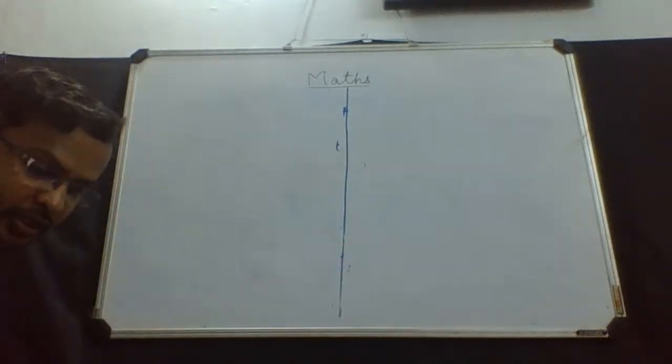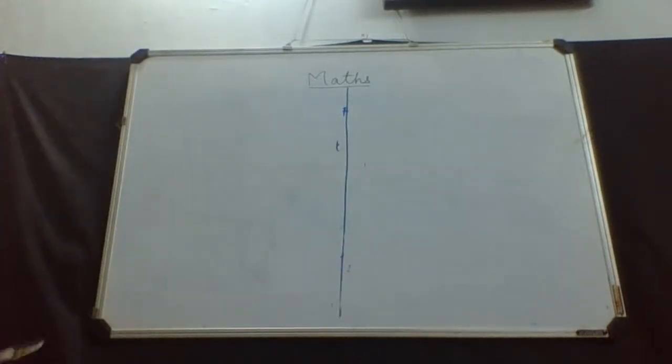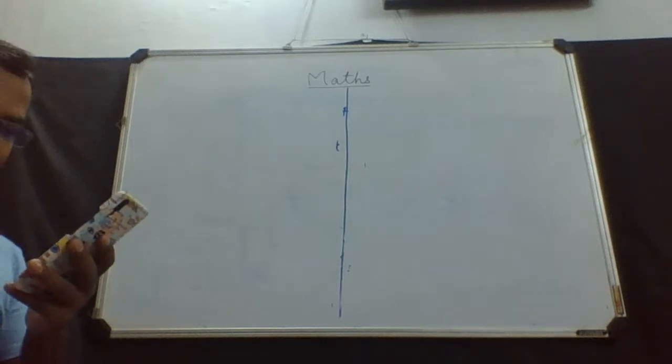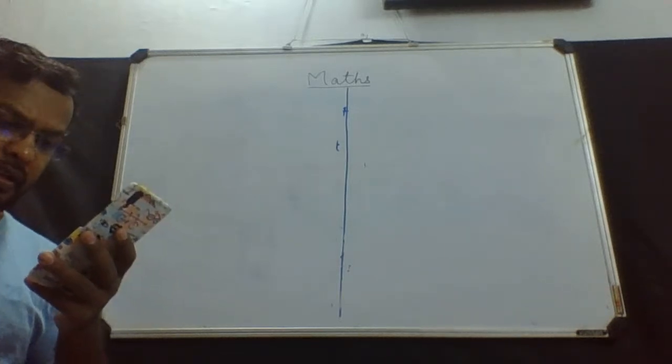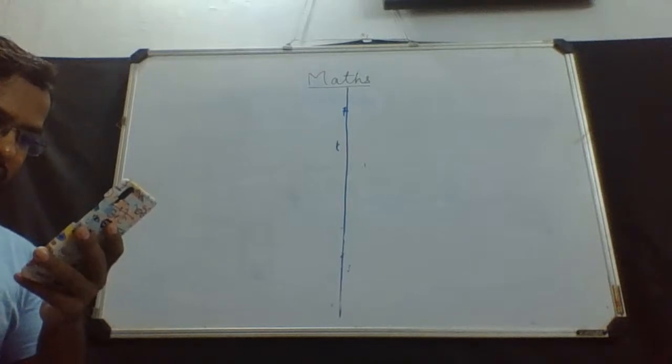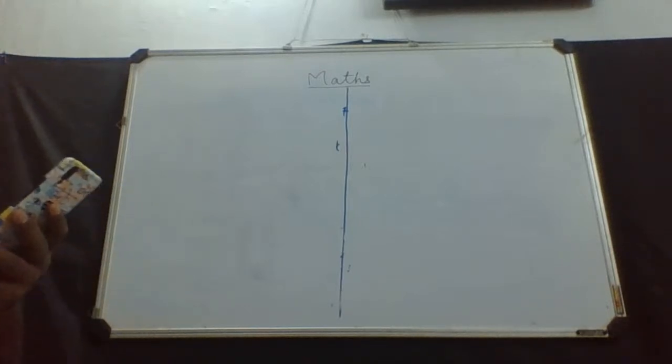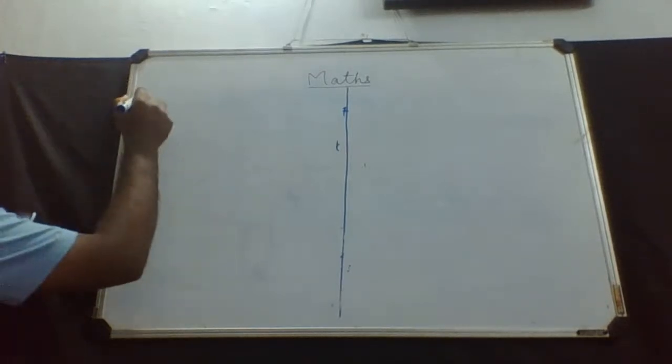So let's go to the next question. Question number 10. The number of boys and girls in a class are in the ratio 7 is to 5. The number of boys is 8 more than the number of girls. What is the total sum? Okay, so let's take this one.